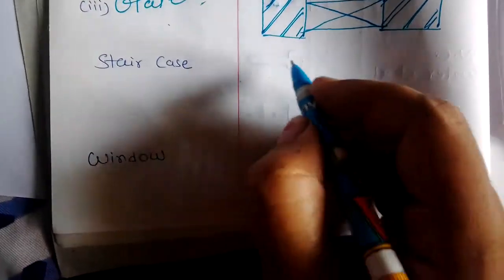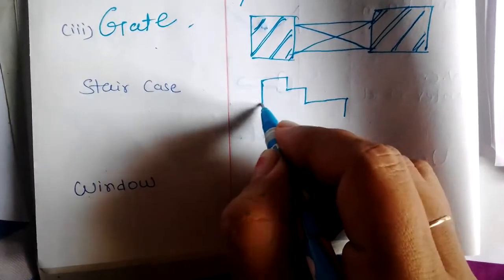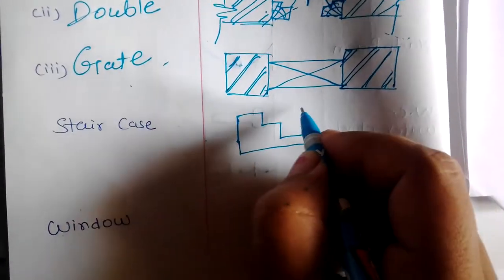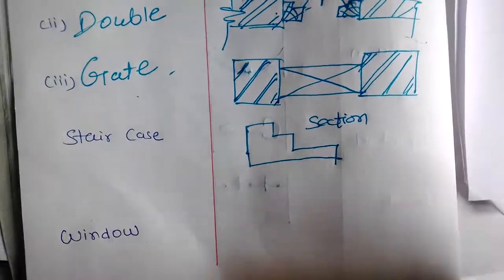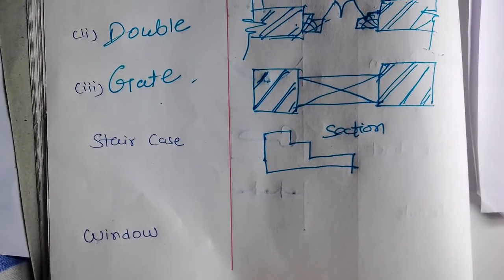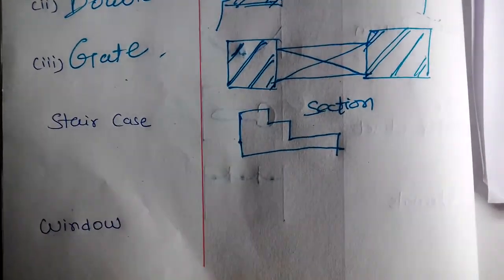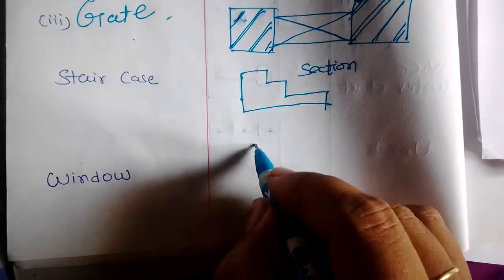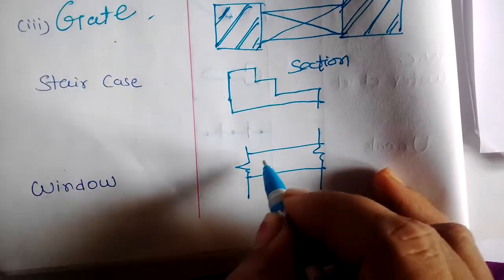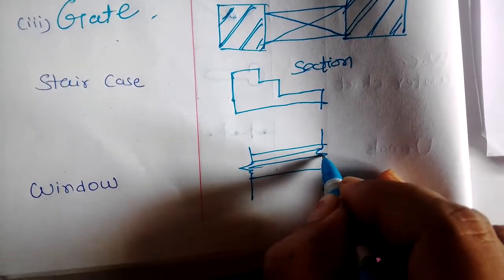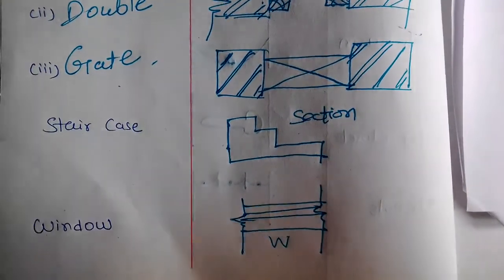Now for the staircase, simply draw like this. It is very easy. And my favorite, this is a section and simple. This is a stair. I'm loving it. Now the graphical symbol for window. You can simply represent it like this with a double line, and you have to write like this. This is the graphical symbol for window.